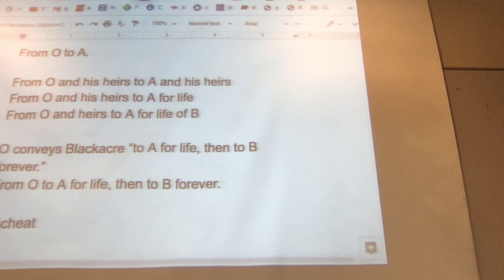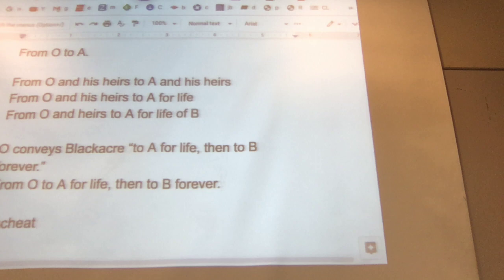All right. So then we say O has fee simple. And then we see that O conveys Blackacre to A for life, comma. We're just going to stop there for a second, right? And this is just a useful tip for you. Whenever you see a comma, just stop. Stop reading at that point, because I will use my commas very deliberately. If there's a comma, that means you stop. From O to A for life, comma, you're going to stop right there.